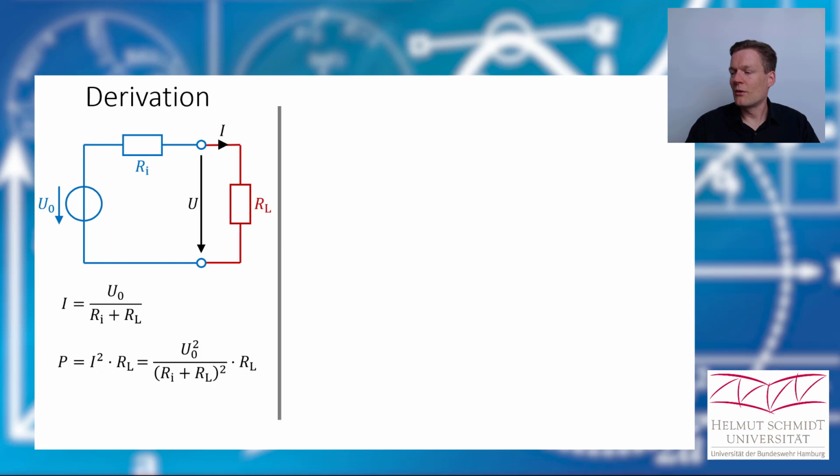Okay, what do we do now? We are looking for the value of RL that maximizes the power P. Okay, let's have a look at our equation for the power. The power is in dependency of the open loop voltage, of the inner resistance, and of the load resistance. And we say now that we know the source. That means U0 is fixed and Ri is fixed. And that means that our function is in dependency of RL. And now we want to find the maximum value of this function.